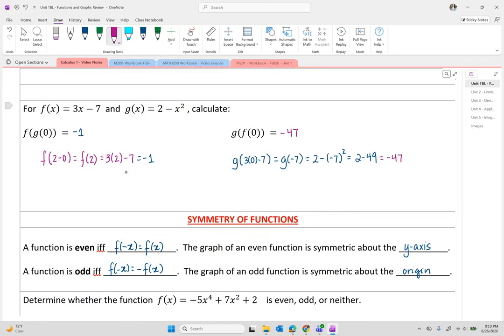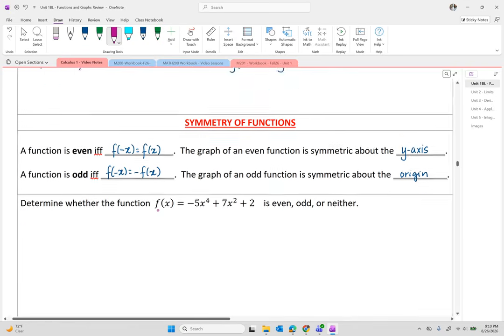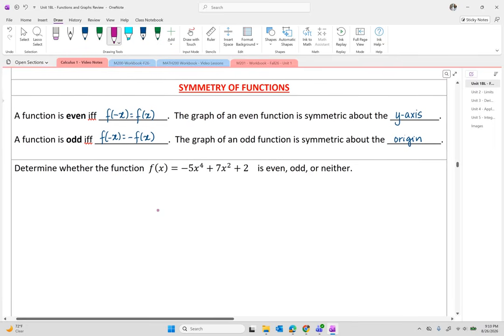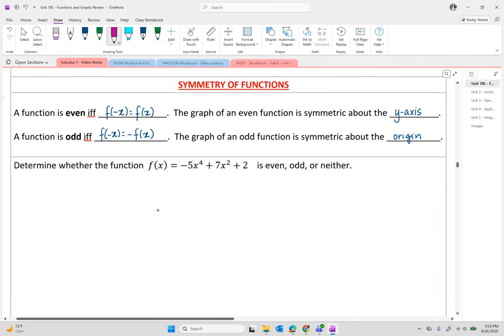Moving on to something else regarding functions, one other thing that we want to refresh our memory about is even and odd functions. A function is even if opposite values of x have the same y, so equal y's, with a graph that is symmetric about the y-axis. And an odd function is a function that has opposite x's having opposite y's, and the graph of that function is symmetric about the origin.